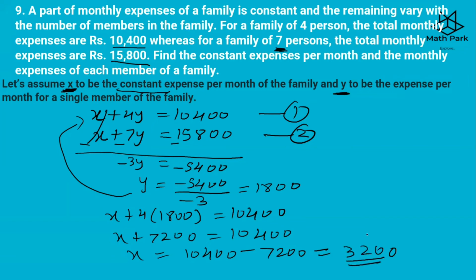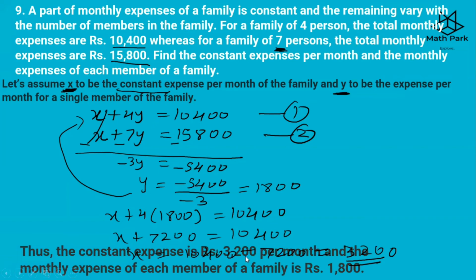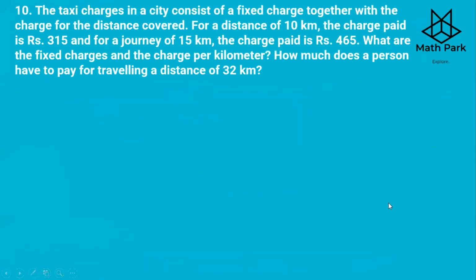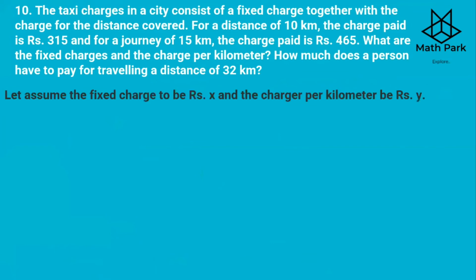So this is how the fixed, the constant expense is rupees 3,200 per month, and the monthly expense for each member of the family is rupees 1,800. Got it? Move on to question 10. Again, the taxi charges. This is the famous question for class 10 CBSE also. The fixed charges we are going to take as X.